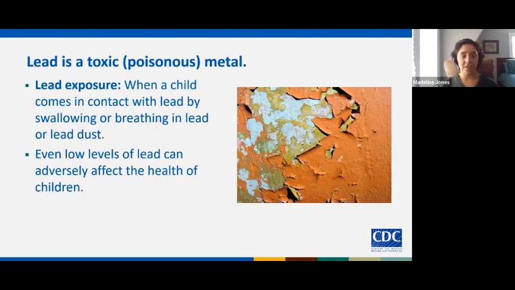So to begin, I'll just start by answering the question, what is lead exposure? Lead itself is a toxic, poisonous metal. Lead exposure occurs when a child comes in contact with lead or lead dust, either by swallowing it or breathing it in. And we'll get more into where that lead comes from later in this presentation. With children, lead exposure often happens when a child puts their hands or other objects that may be contaminated with lead or lead dust into their mouths. Exposure to lead can negatively affect normal body functions when it enters the bloodstream, and even low levels of lead can adversely affect the health of children. Next slide, please.